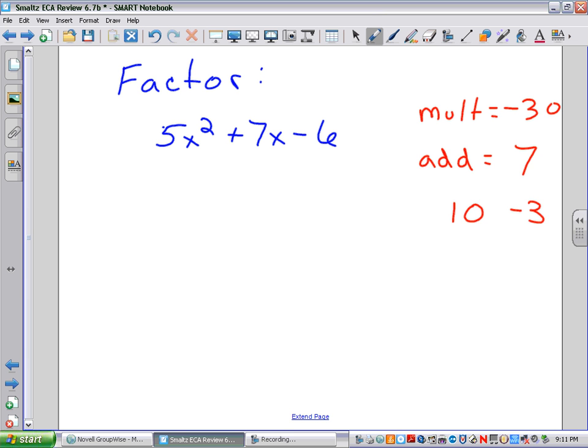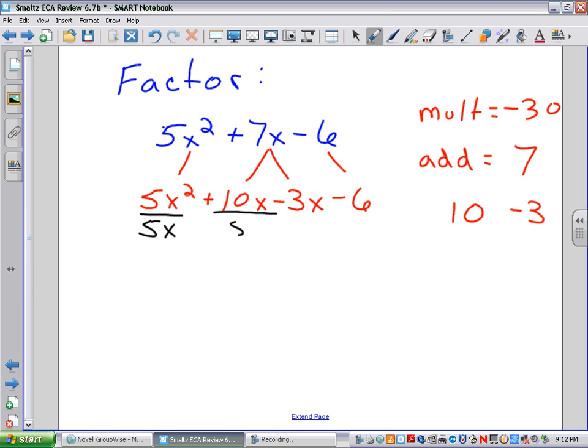They multiply to make negative 30. They add to make 7. So I'm going to separate these two here into 10x minus 3x. I would bring down my 5x squared, and I would bring down my minus 6. And now let's factor by grouping. Take the first two. I can divide out what? 5x. So 5x comes out, and what's left over? x plus 2.